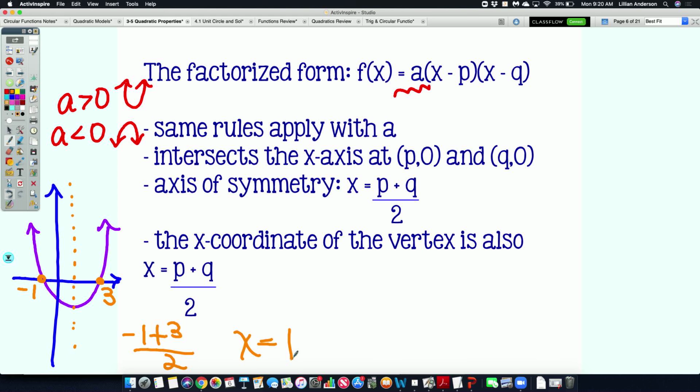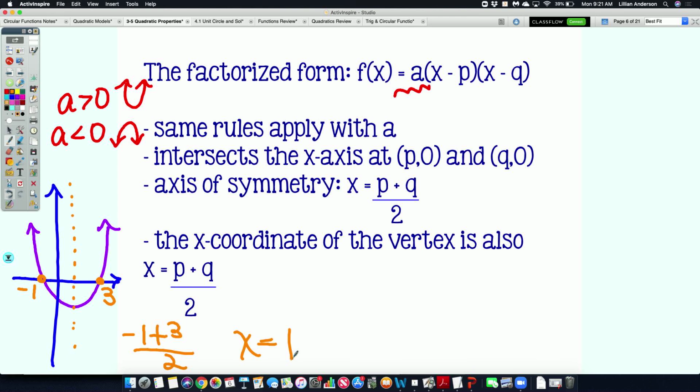Okay? So your axis of symmetry is like an imaginary line in the middle of the parabola, and it splits it in half equally. That's why you're able to add your x-intercepts and then divide by 2 to get your axis of symmetry. Now, it would be the same thing if the parabola was horizontal.